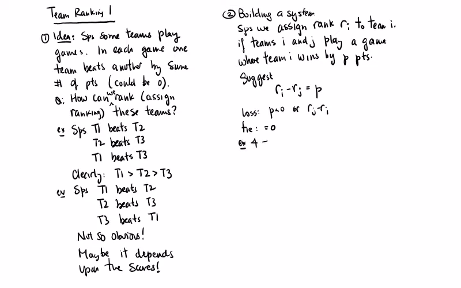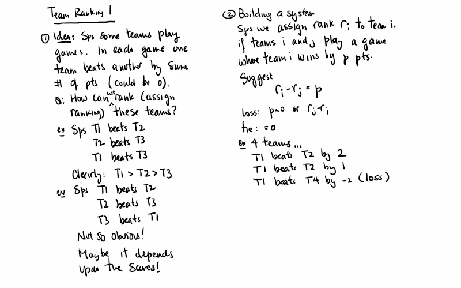Suppose we have 4 teams. They play 6 games. So team 1 beats team 2, say, by 2. We'll say team 1 again beats team 2 by 1. They play 2 games maybe. We'll say team 1 beats team 4 by -2. We can count that as a loss. I could have written this as team 4 beats team 1, but doesn't matter. I'm going to put them in sort of decreasing numerical order here. So say team 2 beats team 3 by 1, team 2 beat team 4 by 3, and last but not least, team 3 beat team 4 by -3, so it's a loss.